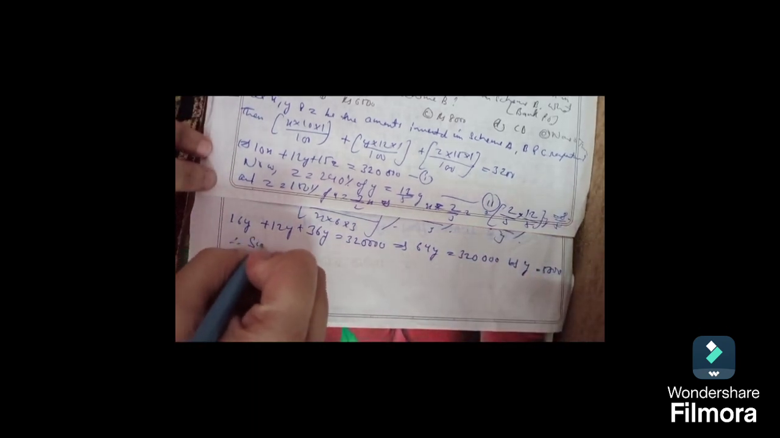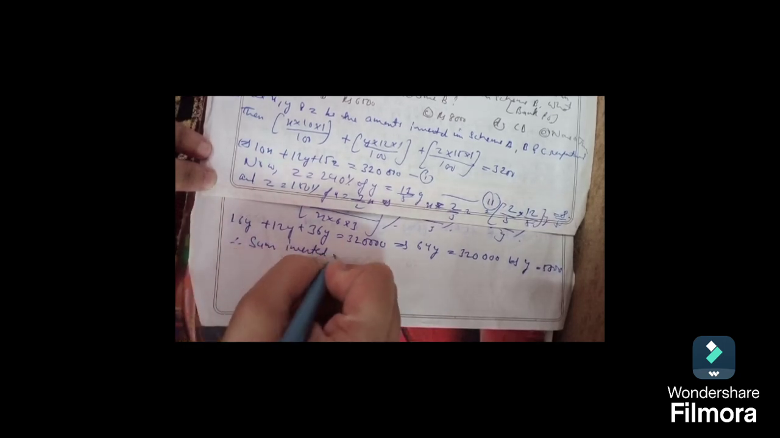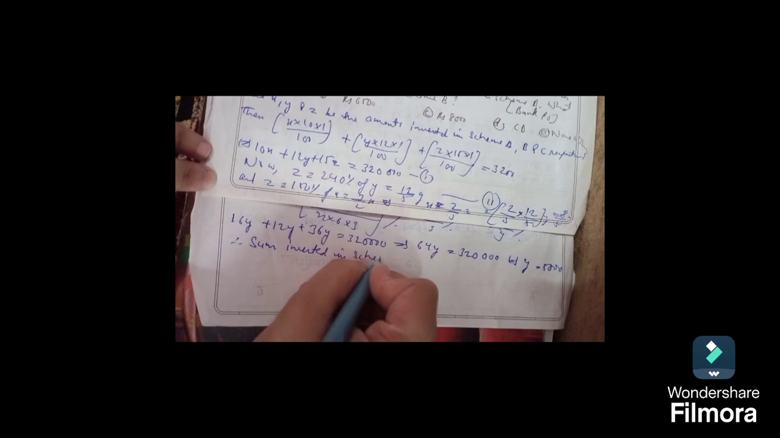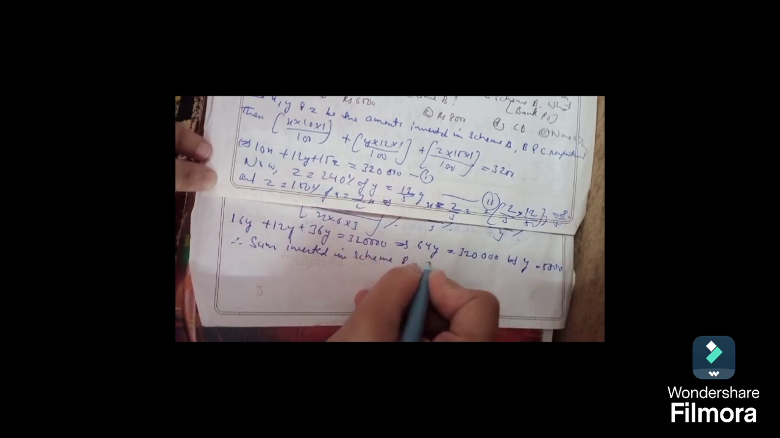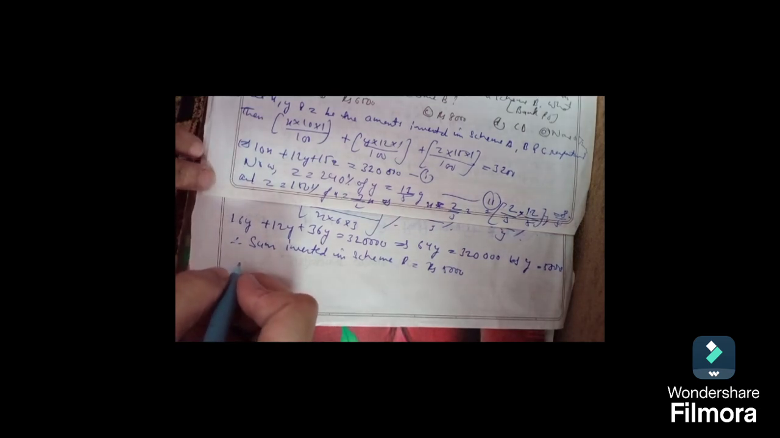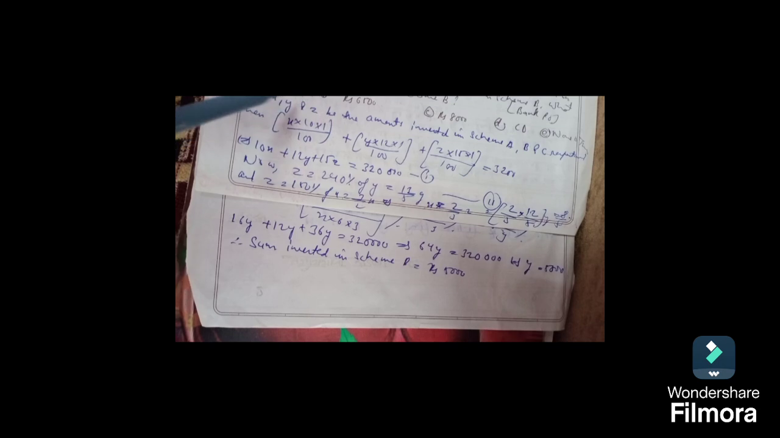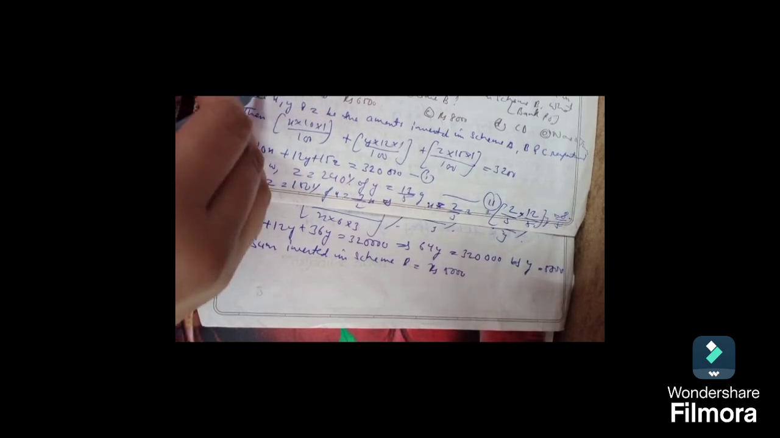Now sum invested in scheme B equals rupees 5,000. That has been the right answer. So 5,000 will go for the option A, which will be the right answer for this question. Now we go to the next question.